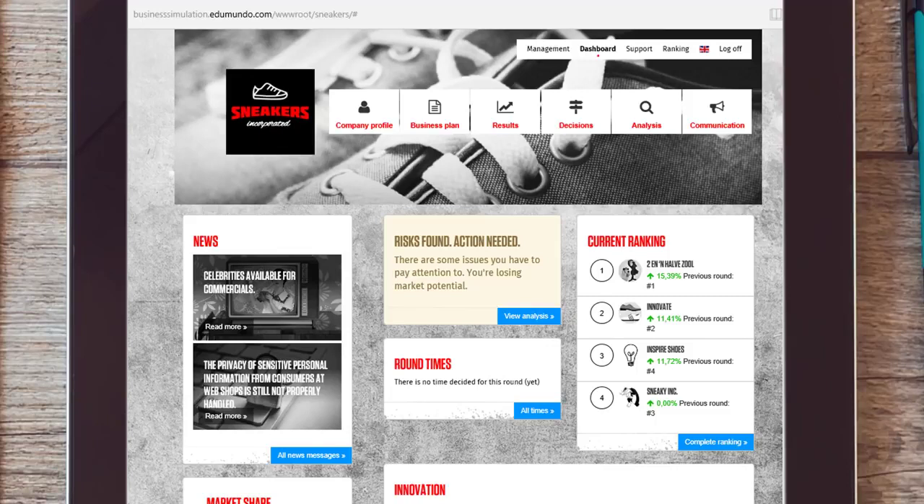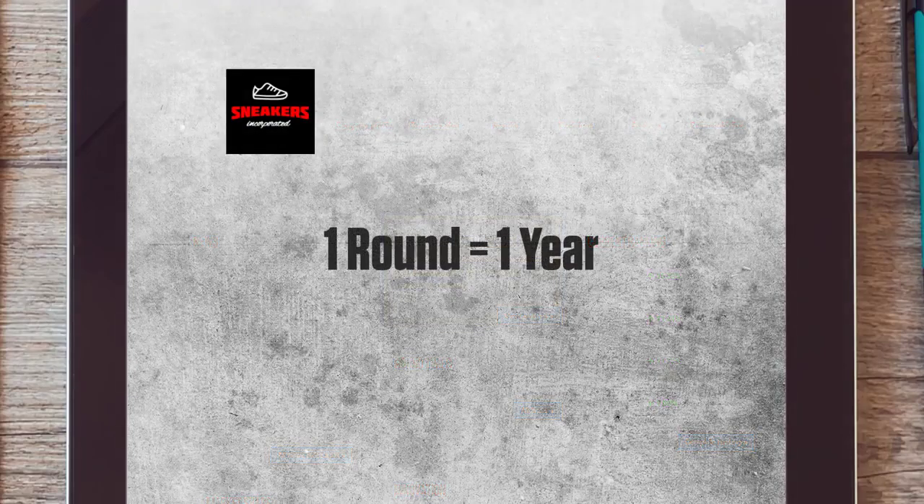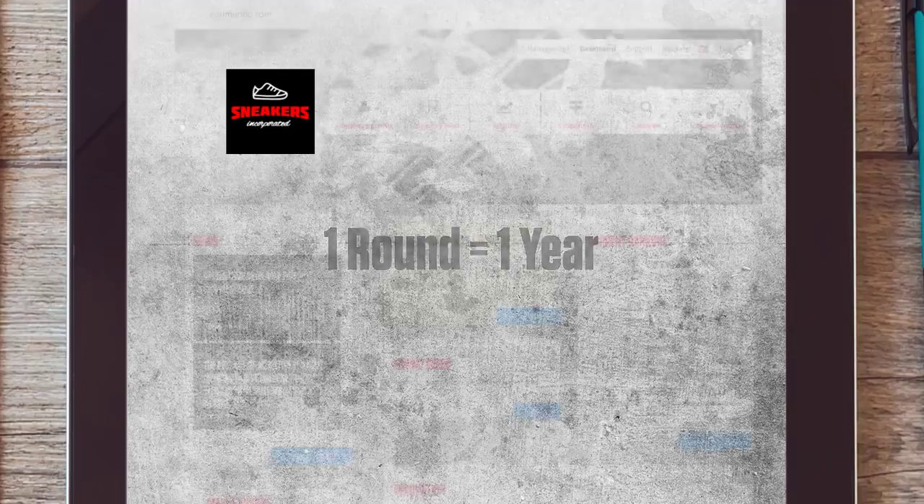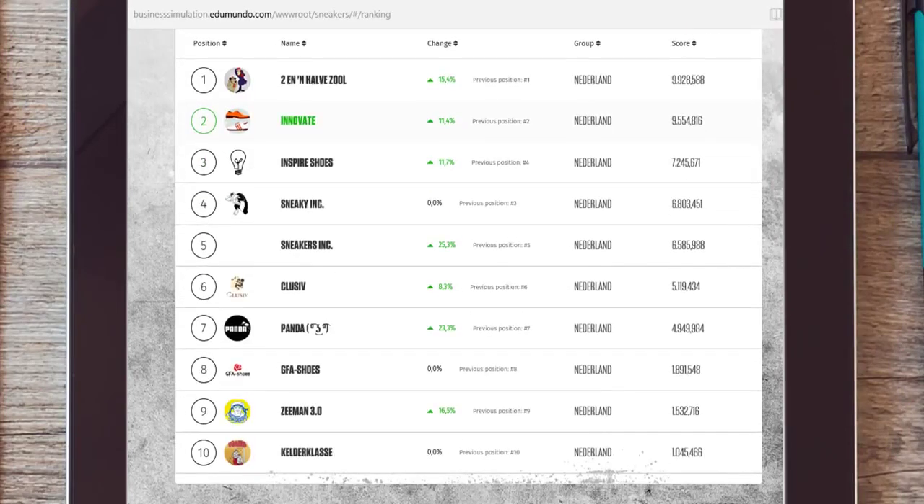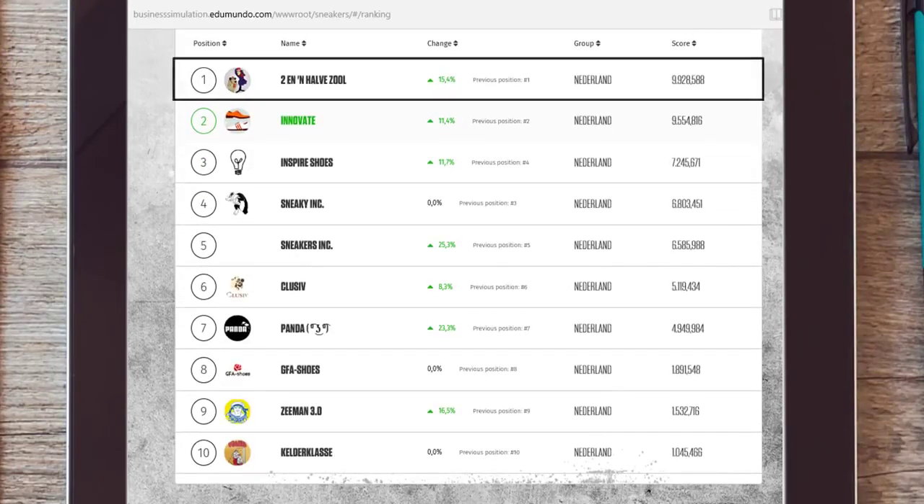Within the business game, there are different rounds in which you make decisions. Every round resembles 1 year in your organization. In each round, you can earn ranking points based on your performance on the goals which you wrote down in your business plan. The team that wins the most points after the last round wins the game.